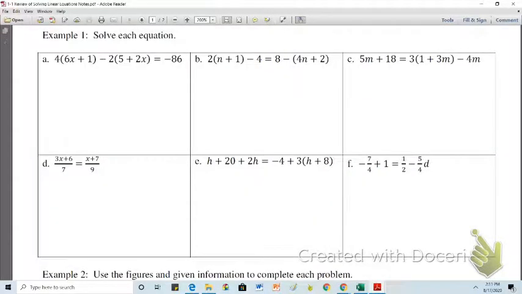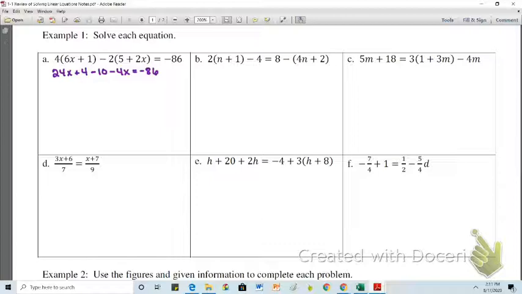So next we're going to go ahead and solve some equations and see what the process looks like. First things first, whatever is in front of parentheses you want to distribute. So I'm going to take this 4 and multiply it through. I get 24x plus 4. Same thing over here. I'm going to multiply that negative 2 through. That minus goes along with the 2. So I get negative 10 minus 4x equals negative 86.